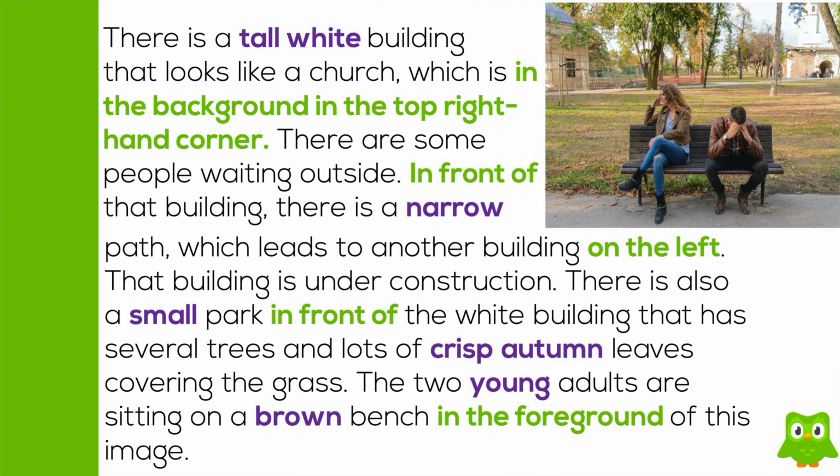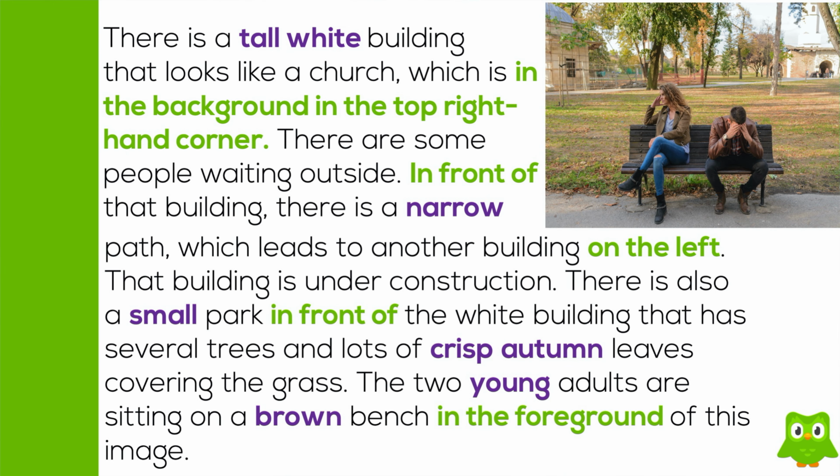There is a tall white building that looks like a church, which is in the background in the top right-hand corner. There are some people waiting outside. In front of that building, there is a narrow path, which leads to another building on the left. That building is under construction. There is also a small park in front of the white building that has several trees and lots of crisp autumn leaves covering the grass. The two young adults are sitting on a brown bench in the foreground of this image.